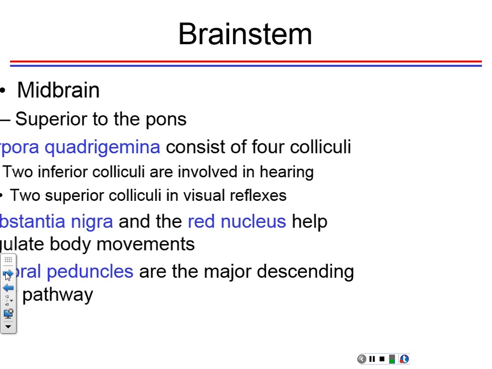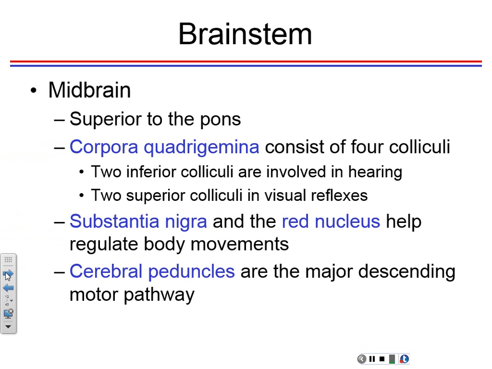So far we've talked about the brainstem, and we've talked mostly about the breathing, the blood pressure, and heart rate. Okay? The vasomotor center and the cardiac center, the cardiovascular center, is located in the medulla oblongata.